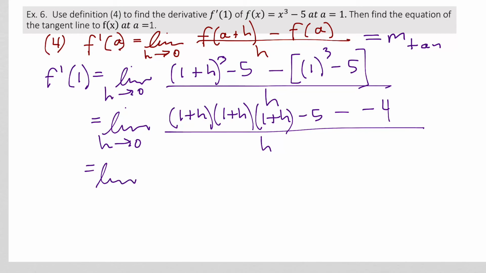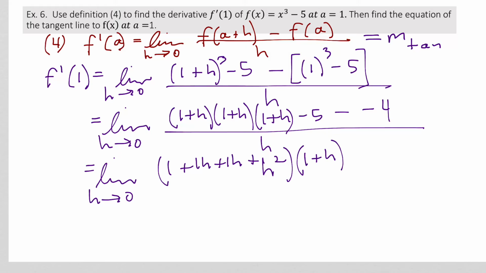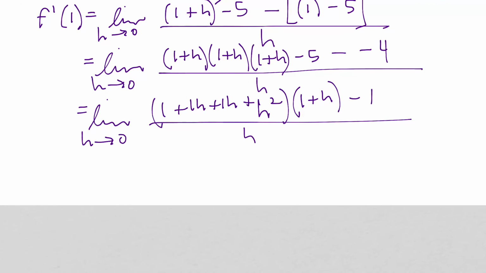So we got to expand that. So that's 1 plus 1h plus 1h plus h squared times 1 plus h, and then it's negative 5 plus 4, which would be minus 1. All right, so I'm going to keep going until I've got this simplified. So that's 2h plus h squared times 1 plus h minus 1.